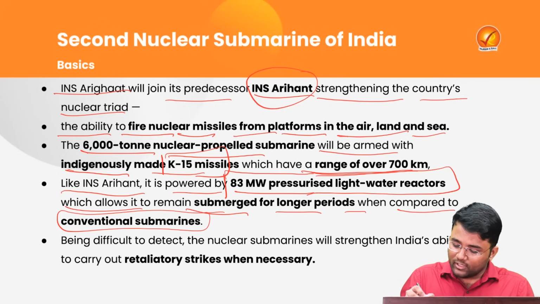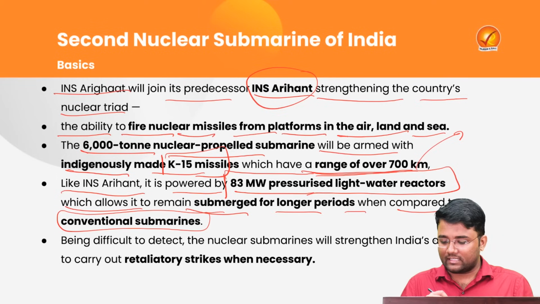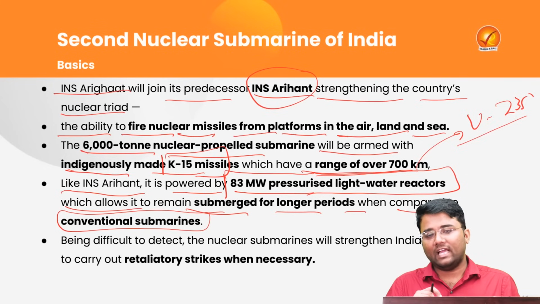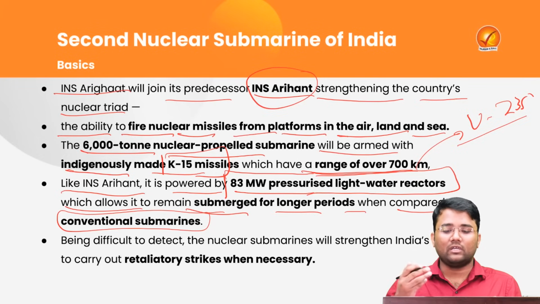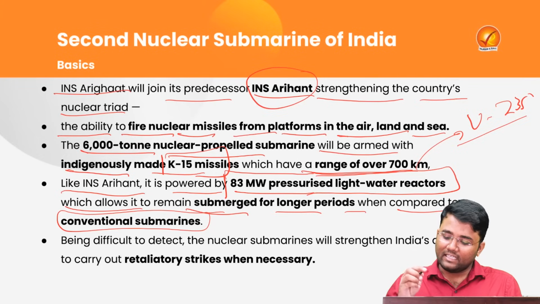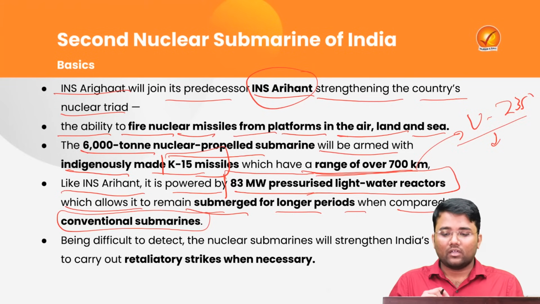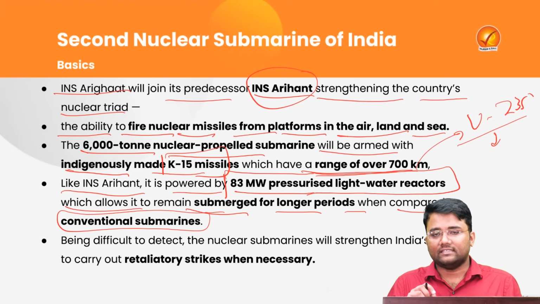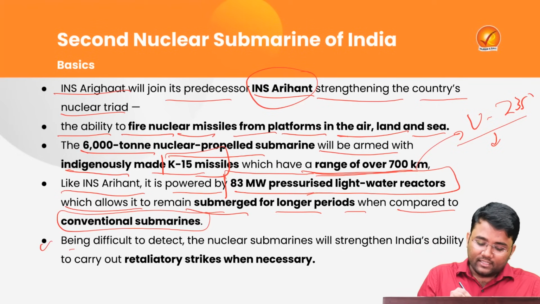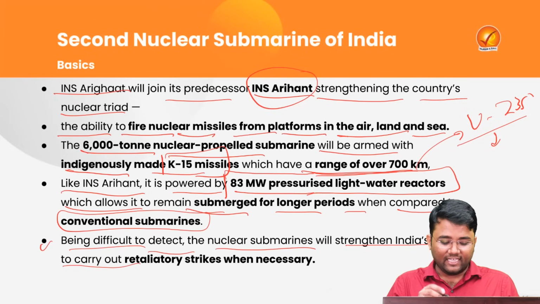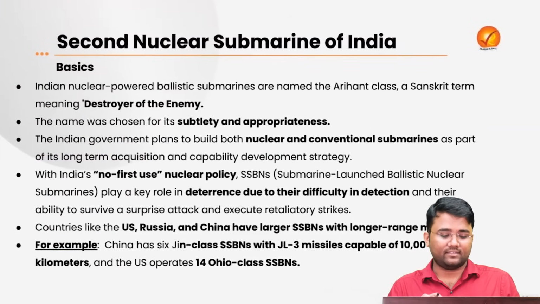Now, if you talk about the pressurized light water reactor, they generally use U-235 as the fuel, and with the help of this U-235 they undergo the nuclear fission, and that helps in releasing the heat energy. The light water acts as a coolant as well as the moderator. This INS Arighat is difficult to detect. The nuclear submarine will strengthen the India's ability to carry out retaliatory strikes when necessary.